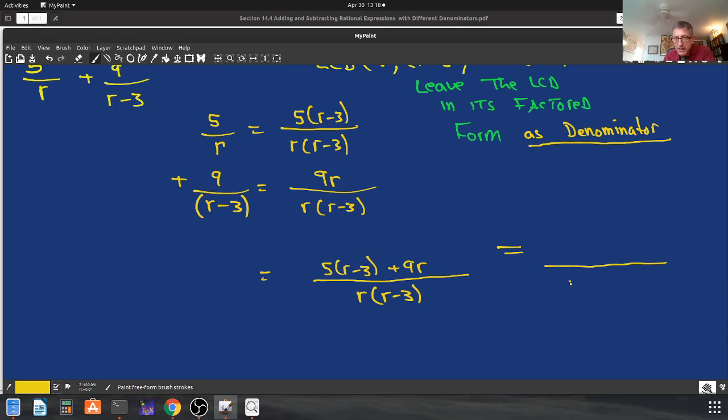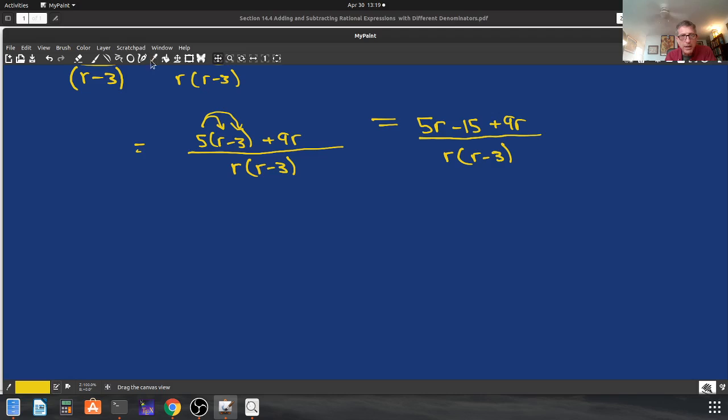So I'm leaving my denominator exactly as it is. But I've got to multiply out my numerator. That's 5, so use distribution. It's not hard. That's 5 times r, that's 5r. 5 times minus 3 is minus 15 plus 9r. So now all I have to do is combine like terms. 5r plus 9r is 13r minus 15 over r times r minus 3.